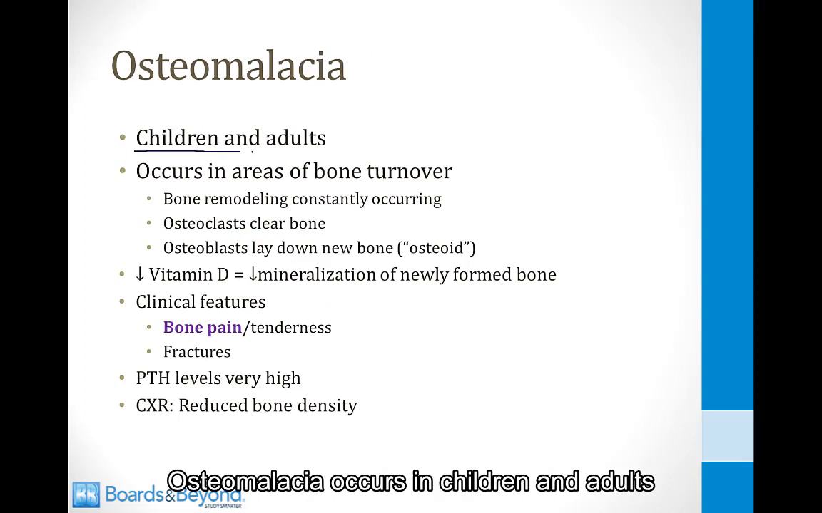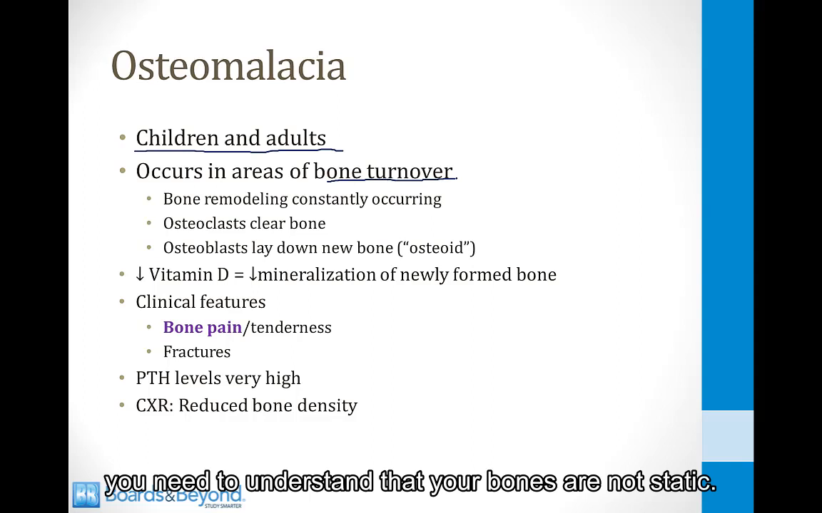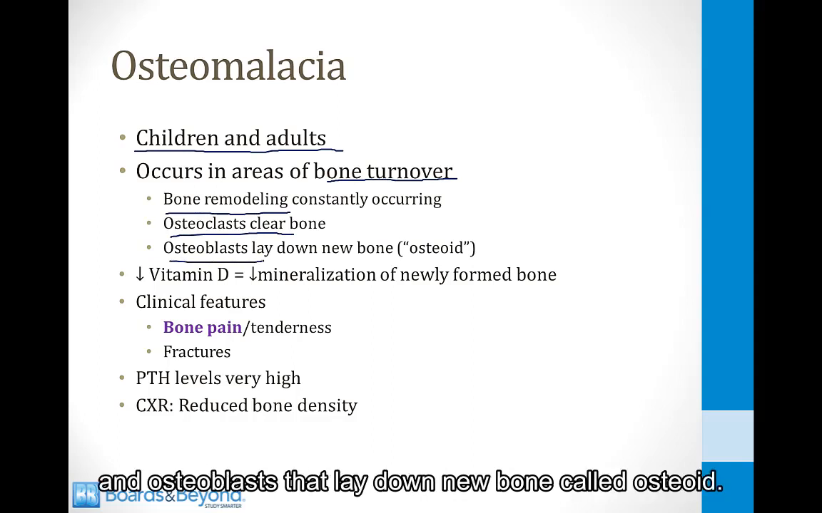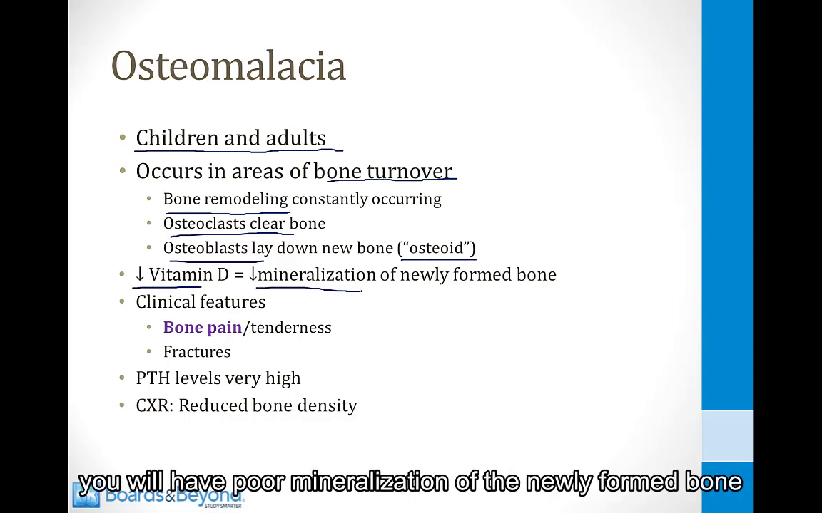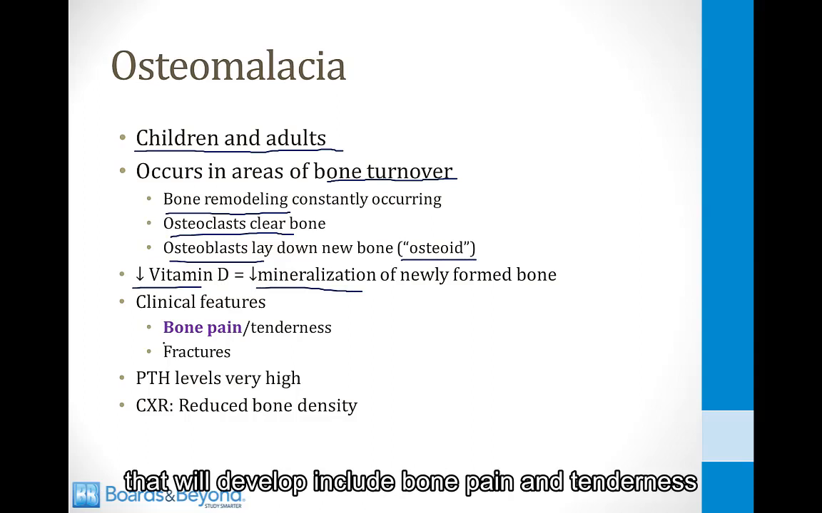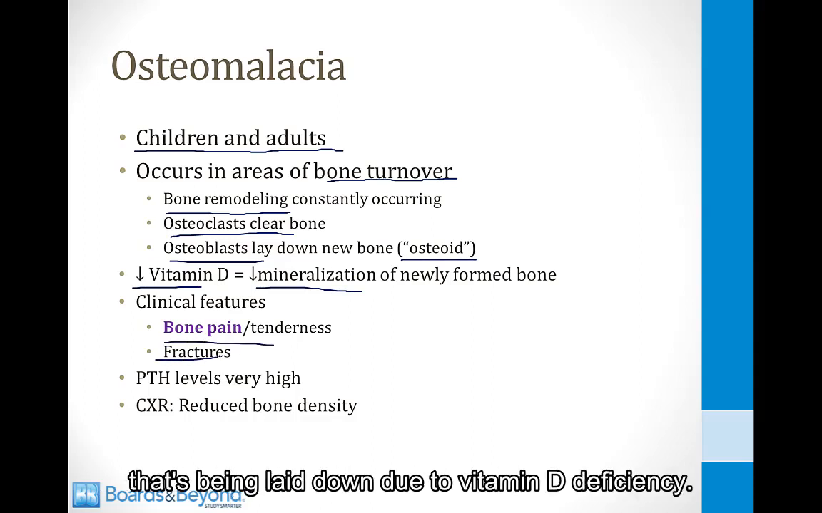Osteomalacia occurs in children and adults when they're deficient in vitamin D, and it occurs in areas of bone turnover. You need to understand that your bones are not static. They are constantly being remodeled. There are osteoclasts that clear bone away and osteoblasts that lay down new bone called osteoid. If you're deficient in vitamin D, you will have poor mineralization of the newly formed bone, and the clinical features that will develop include bone pain and tenderness and a high rate of fractures from that weak bone that's being laid down due to vitamin D deficiency.